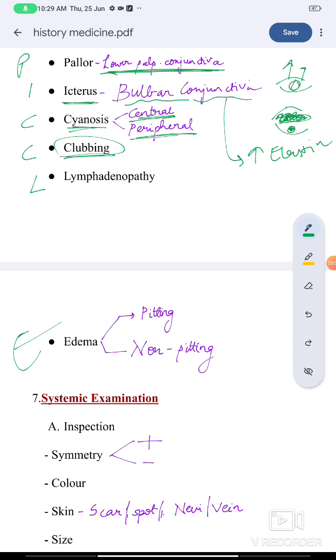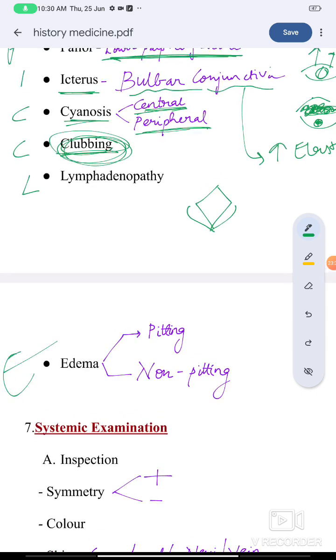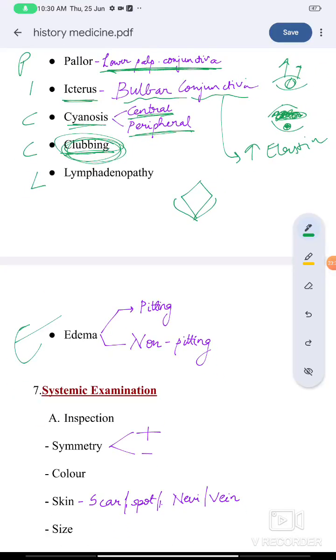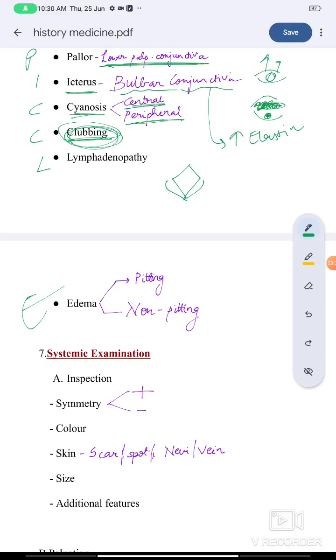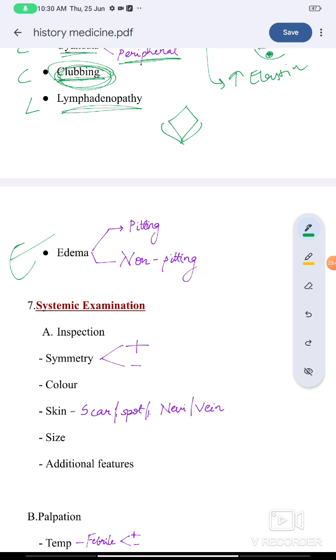Next is clubbing. Clubbing is a sign which is seen on the fingernails. Whenever you touch the fingernails of the first two fingers together, you see a diamond. This is known as the Schamroth's diamond. If this diamond is absent, then there is presence of clubbing. Clubbing may be indicative of various diseases. It is commonly seen in carcinoma lung and in bronchiectasis. Apart from that, it is also seen in certain GI conditions, ulcerative colitis, etc. Next comes lymphadenopathy, which means enlargement of local lymph nodes due to presence of any infection.